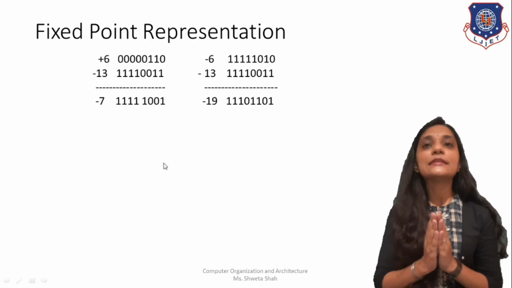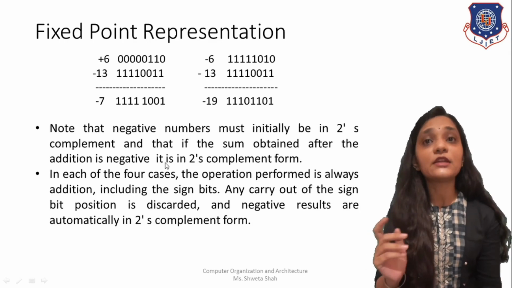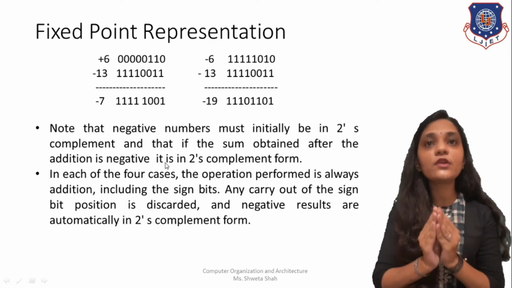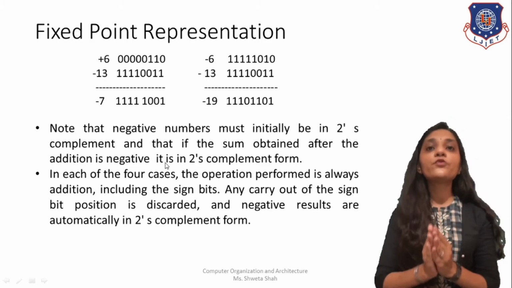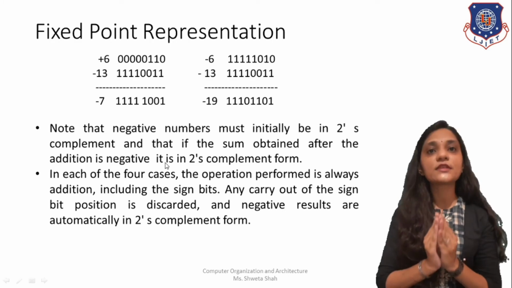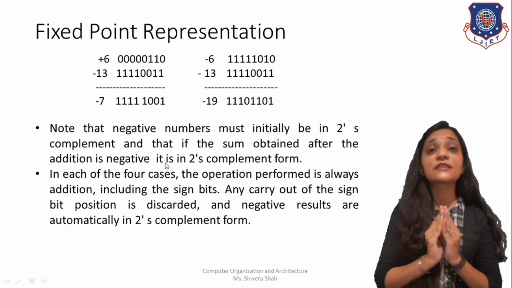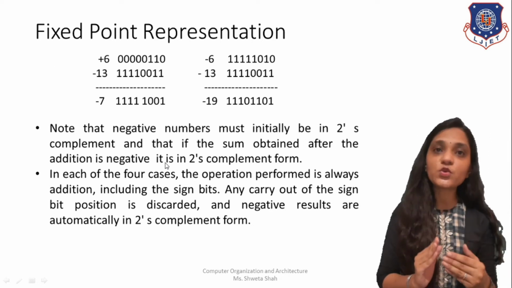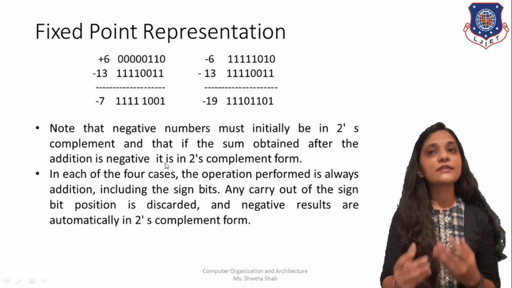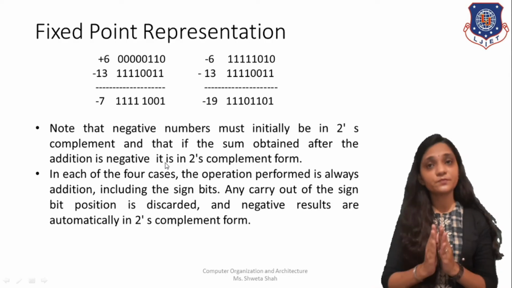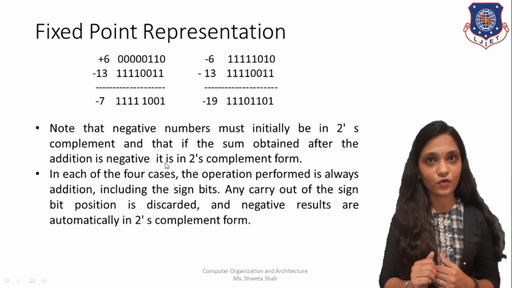So for addition or subtraction operations, what you require is that your negative numbers must be represented in two's complement form. And in each and every case, if your result is negative, then your sign bit will be 1, and if your result has sign bit 1, to find the actual quantity you have to take the two's complement a second time. This way you can do addition and subtraction operations for two's complement, or fixed point representation of numbers.